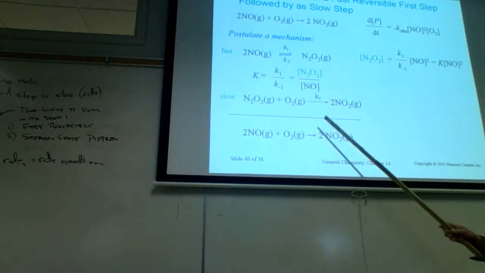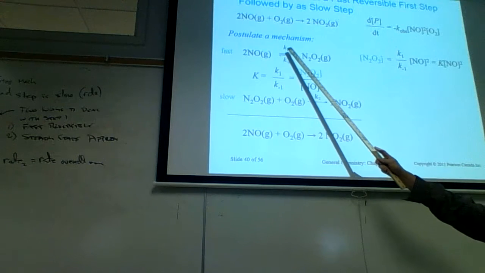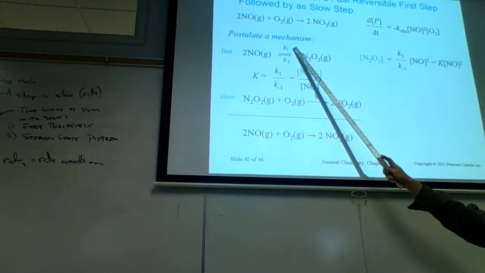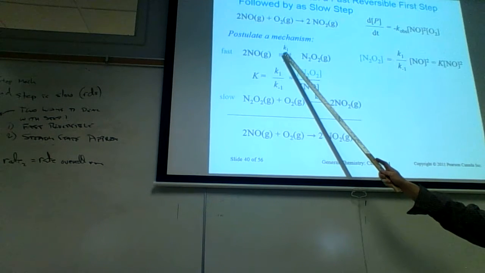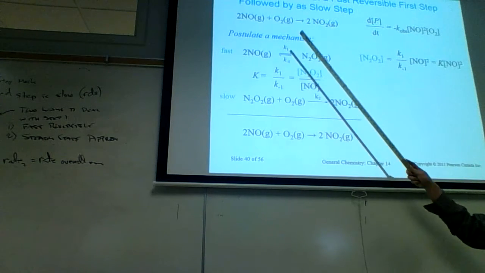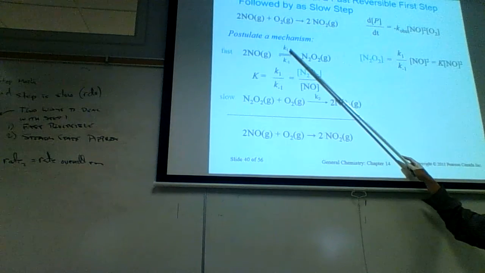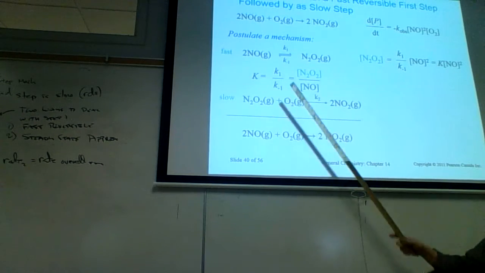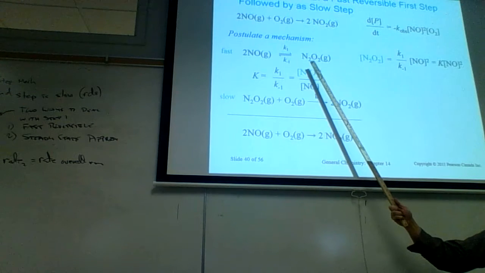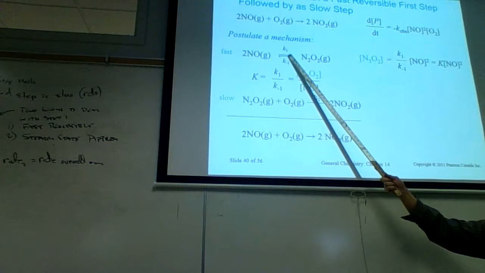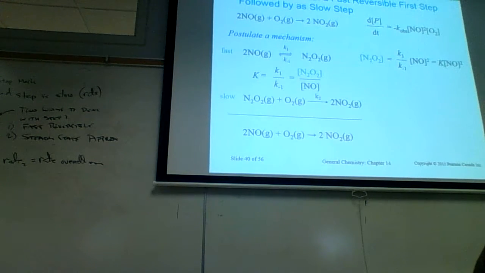So the first way here is we're going to say that the first step is fast and reversible. And so fast means the K's are big. Reversible means the forward and the reverse direction are both occurring. And so the rate constant that we use, in the forward direction we'll use the rate constant K1, in the reverse direction we'll use the rate constant K minus 1. And what we're going to say is that this is fast reversible and at equilibrium, such that the rate of the forward reaction is equal to the rate of the reverse reaction.